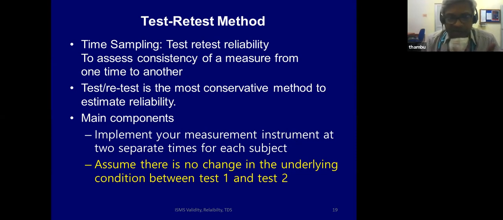So clearly, if my class has an effect on your blood pressure, then this assumption is not correct. So you must test the method twice, once before and once after a point of time. And your assumption is that the measurement doesn't change between the 2 times. So this is the test-retest method.